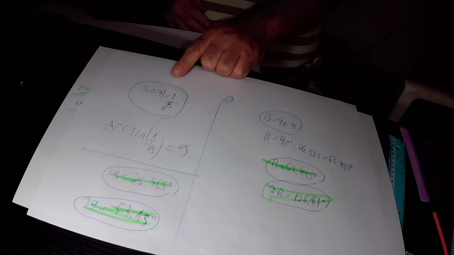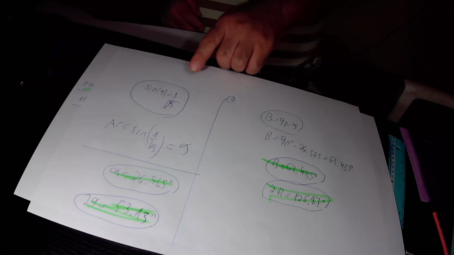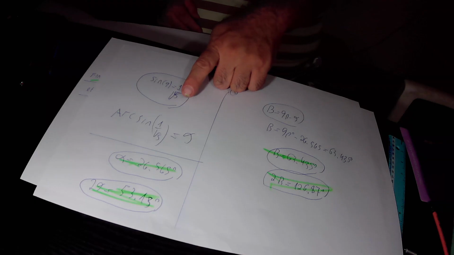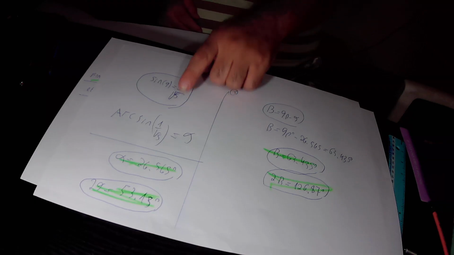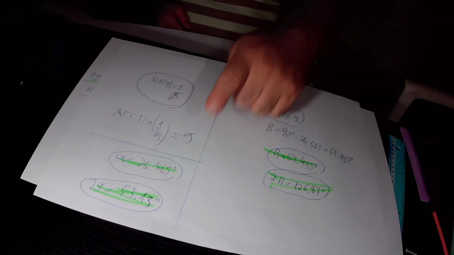Our task is to find the value of angle alpha itself. In order to find the value of angle alpha itself, we apply the opposite function of sine, that is arcsine, to the result. This will give us the value of alpha itself. So arcsine of 1 over square root of 5 is equal to alpha. We can find the value of arcsine by using a calculator. Arcsine of 1 over square root of 5 is 26.565 degrees.